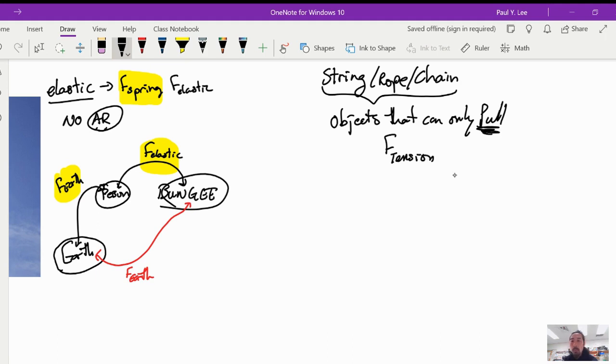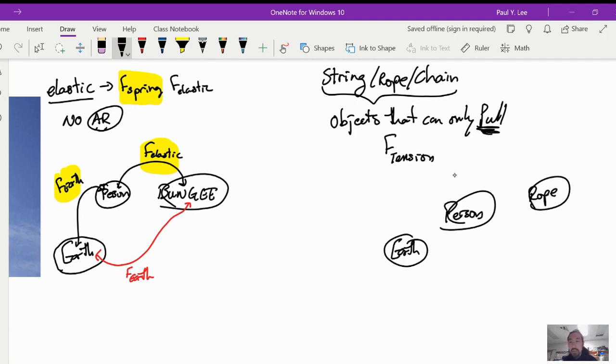And so if let's say the person was attached to a string or a rope or a chain and not a bungee, very dangerous. We will write person instead of bungee. Let's write rope and earth. So the diagram looks almost identical, right? Almost identical, except the one force that is different is the force of the rope. We're going to call that the force of tension instead. But if you take a look at it, the number of highlighted objects are the same.